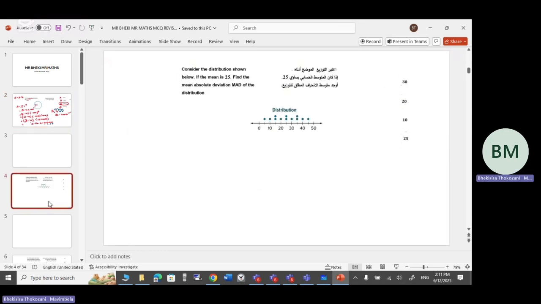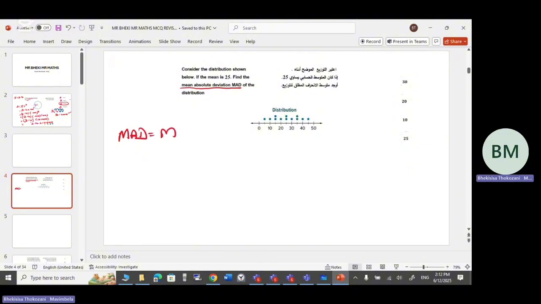Looking at the next one, it says, consider the distribution shown below, if the mean is 25. And then they are asking us to find the MAD, which is the mean absolute deviation. So this is what they are looking for. You remember, guys, in class, I showed you how to find the MAD. To find the MAD, I need some space here.